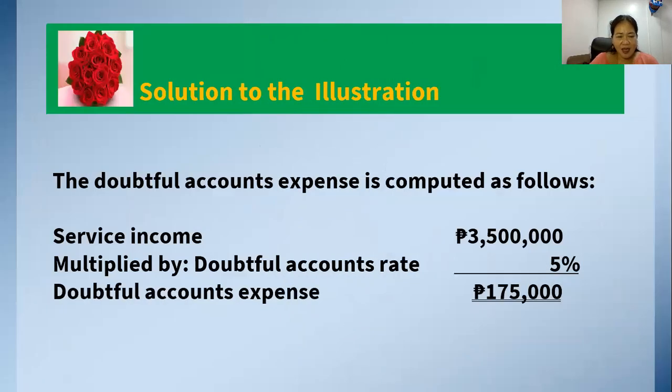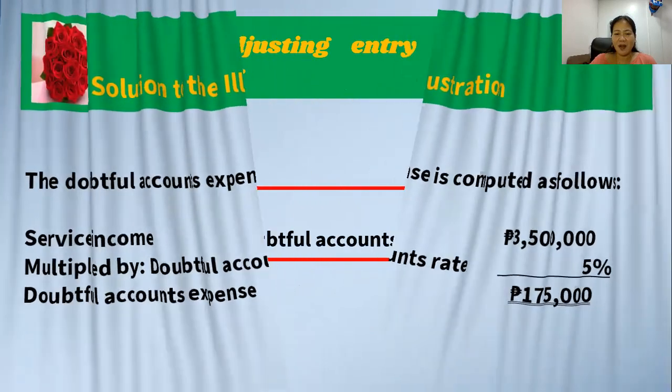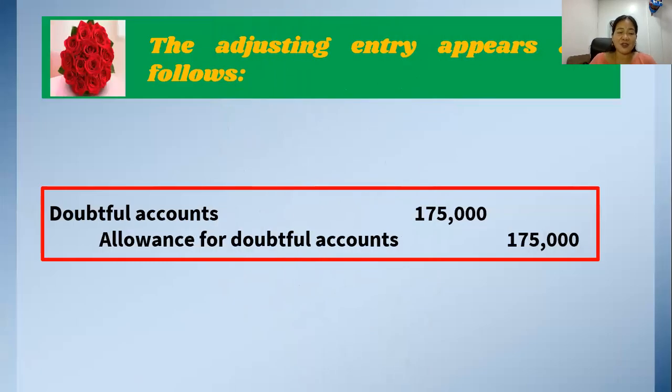So we have service income, since we base it on the income or sales. So 35 times 5%, the doubtful accounts rate. So doubtful accounts expense is 175,000. Now take note of this. If the basis is an income statement account, the resulting item should also be an income statement account. So since we are basing it on income, the result will be our expense for the period. So when you prepare the journal entries, that would be the amount you're going to use. So debit doubtful accounts 175, then credit allowance for doubtful accounts 175. That is based on sales.